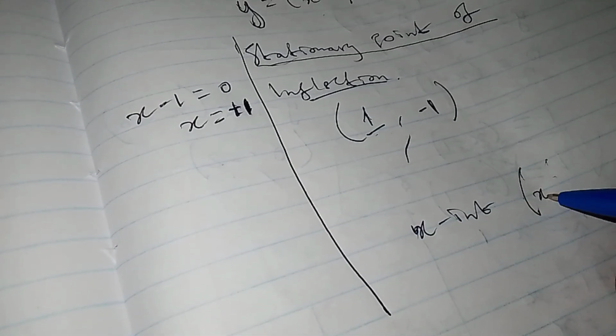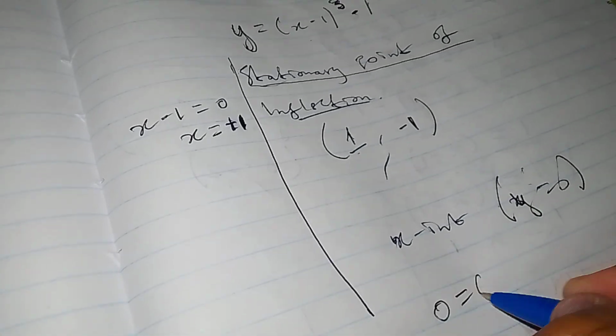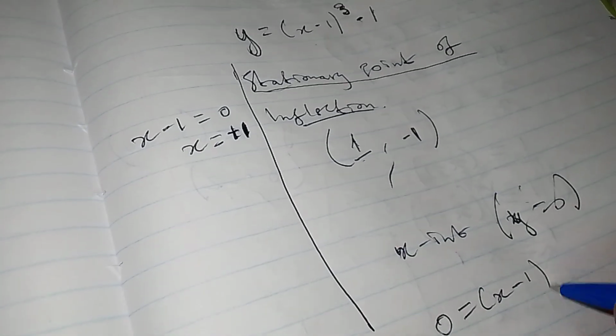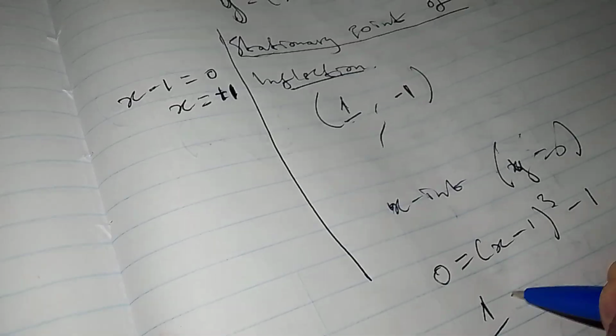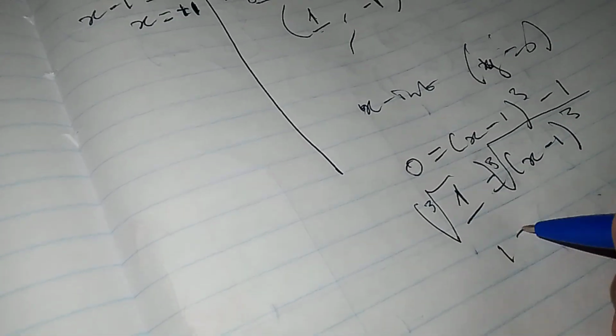So the x-intercept is where y is equal to 0. Then I will have 0 equal to (x minus 1) all cubed minus 1. You know how to solve here. I already solved. Then I introduce the cube roots, which means 1 is equal to x minus 1, and then 2 is equal to x. So when x is 2, y is 0. And this is the x-intercept.